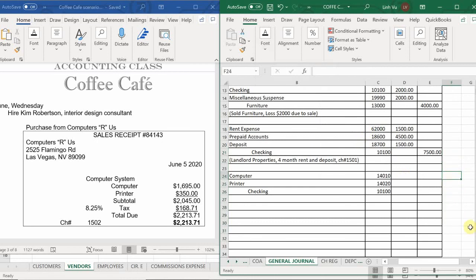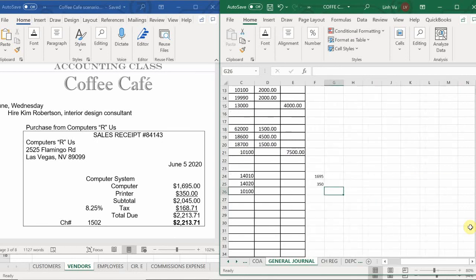I know that my computer is $16.95, and I know that my printer is $350. So let's go ahead and calculate how much tax is going to be for each one.